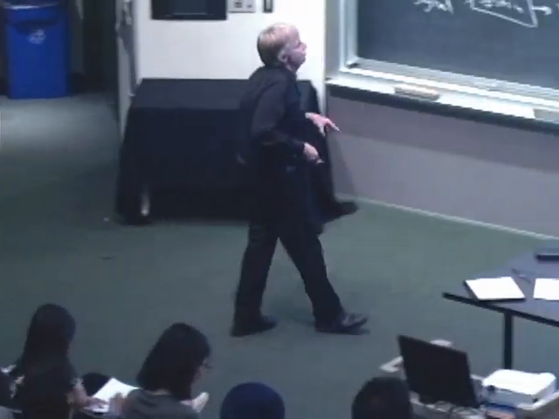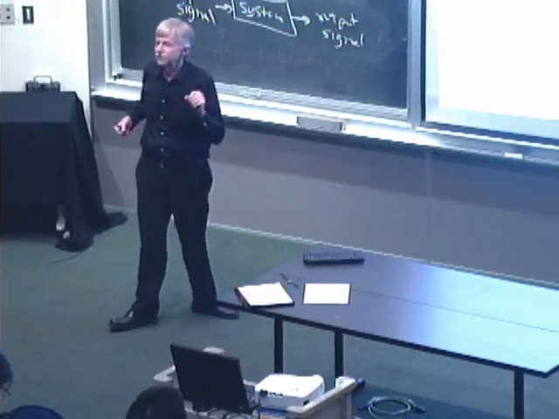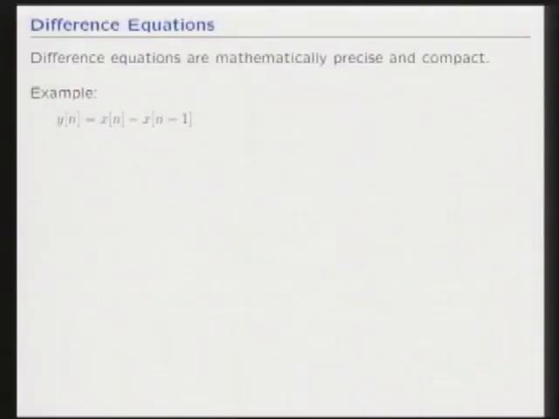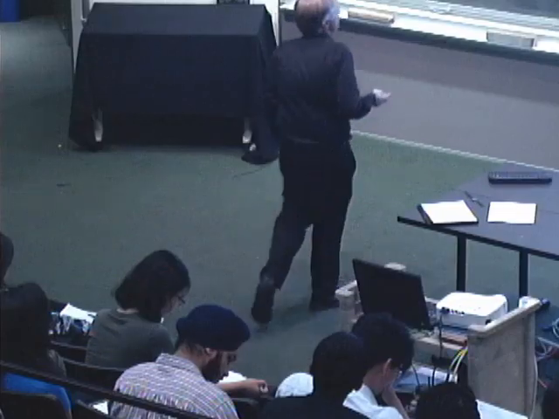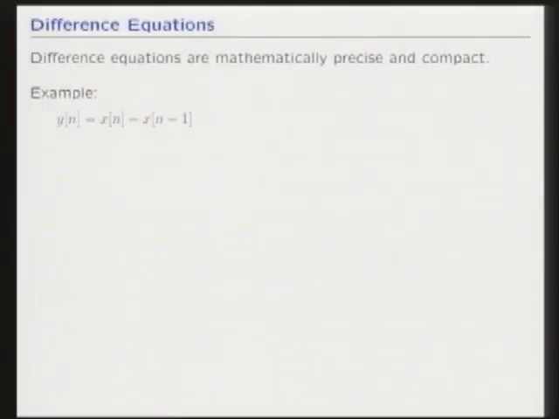So the easiest possible representation is a difference equation. Difference equations are good because they're absolutely precise, and they're the absolutely most concise representation we will have. Precise and concise, those are good features. So here's an example. What if my output y were my input x minus n minus 1?